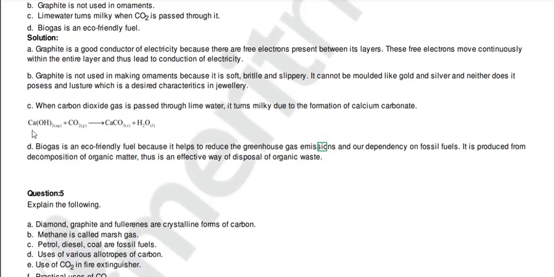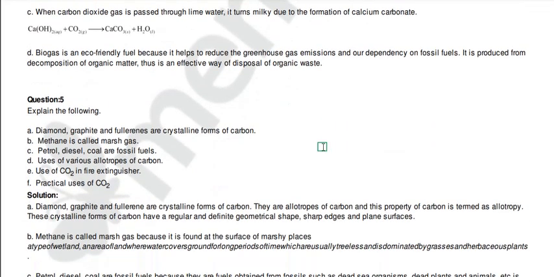D. Biogas is an eco-friendly fuel because it helps to reduce greenhouse gas emissions and our dependency on fossil fuels. It is produced from the decomposition of organic matter, and is thus an effective way of disposing of organic waste. Question 5. Explain the following.